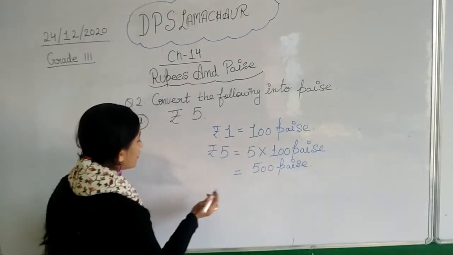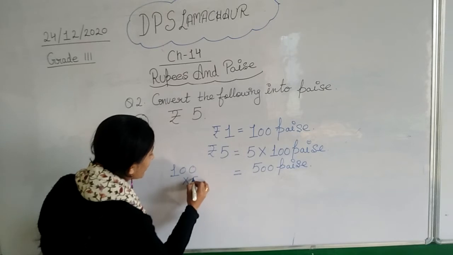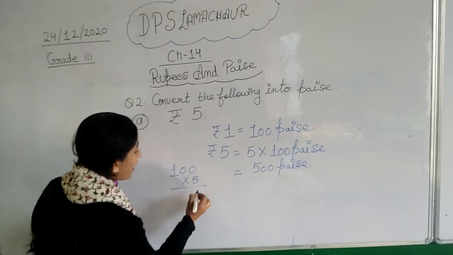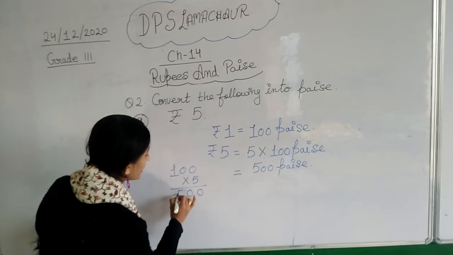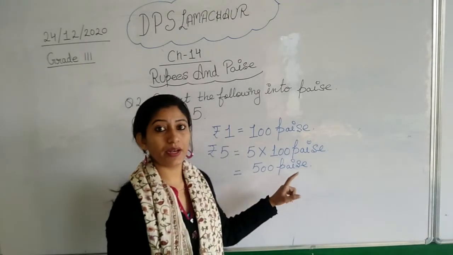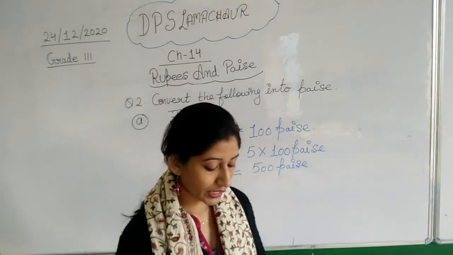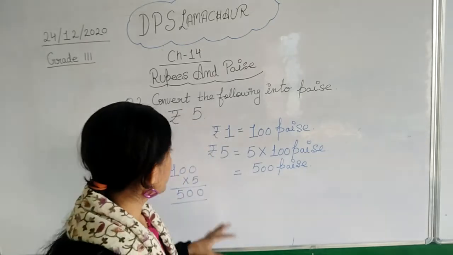How did it come? This you can do very easily. You all know this is 100. 100 multiplied by 5. 5 into 0, 0. 5 into 0, 0. 5 into 1 is 5. And we are getting 500 paise. So it is very easy.